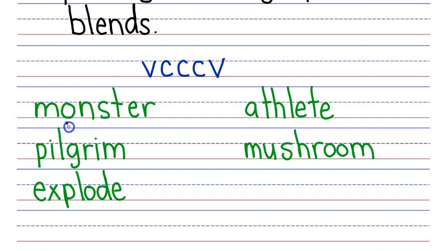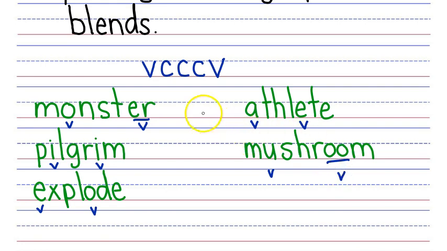Well, with monster, we have a vowel here, and we have an R-controlled vowel here. In pilgrim, we have a vowel here, and a vowel here. And explode, we have a vowel here, and a spoken vowel here. Silent final E is not a spoken vowel, so we won't mark that one. In athlete, we have a vowel here, a vowel here. This is a silent final E, so we won't mark that one. And in mushroom, we have a vowel here, and a vowel team here.